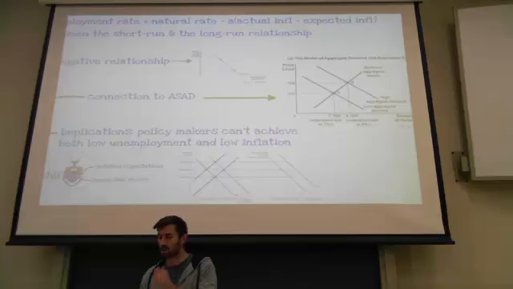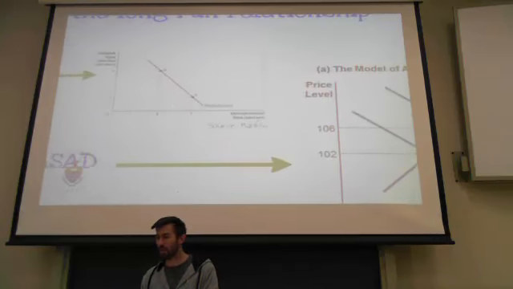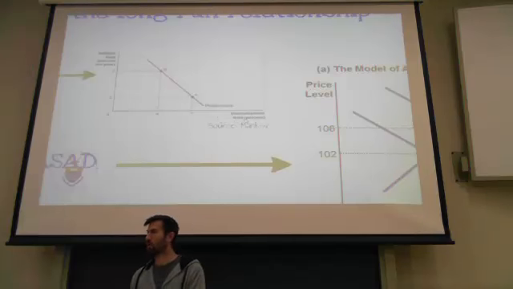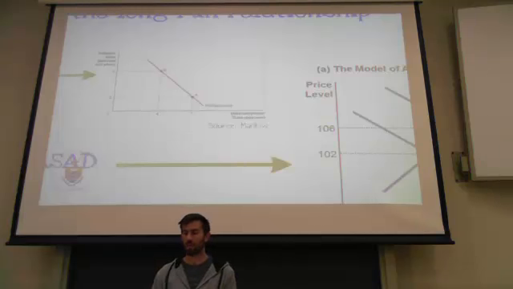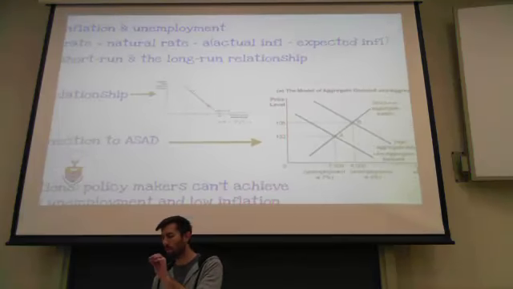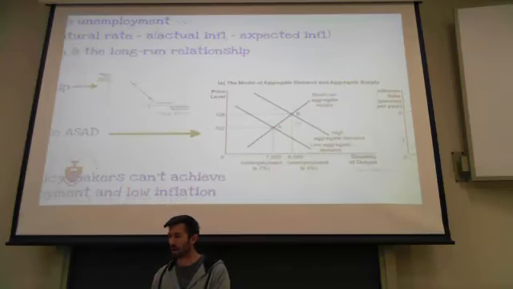Okay, it's a negative relationship. What does that mean? Well, it means if we're plotting inflation rate against unemployment rate, it is downward sloping. As inflation goes down, we expect unemployment to go up. If inflation goes up, we expect unemployment to go down, which is just another way of looking at the short run aggregate supply curve.